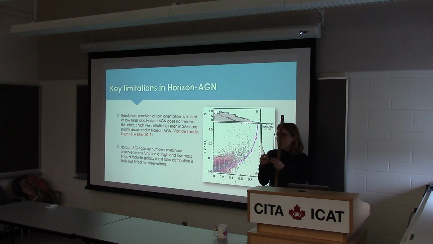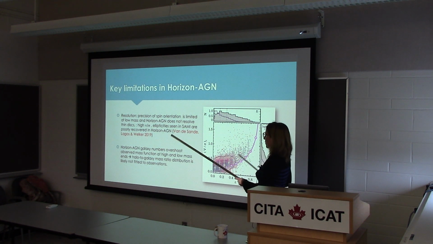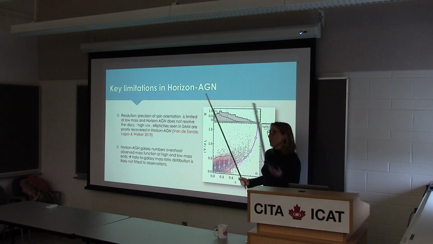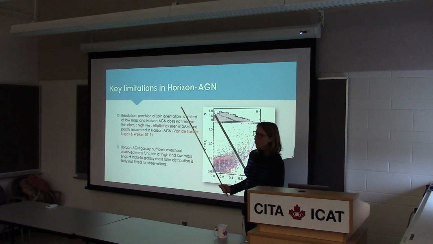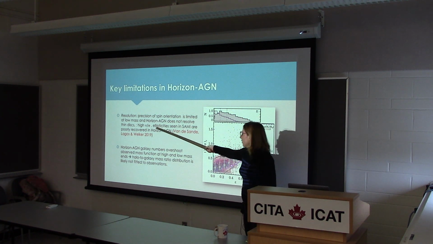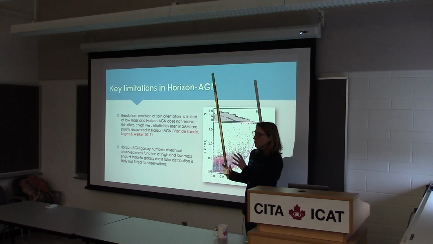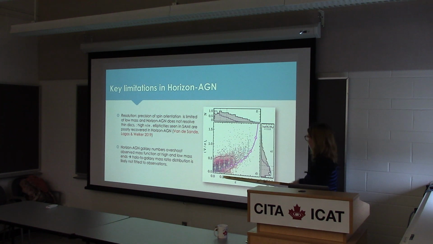We have puffy small disks. We don't have nice smooth thin disks. So because we do not resolve those thin disks, the high V over sigma and high ellipticity galaxies that are seen everywhere in SAMI are poorly recovered in Horizon-AGN. What you get, the equivalent of one of these guys in Horizon-AGN, is a puffy disk with a not so well resolved angular momentum. And this is really nicely seen on these plots.